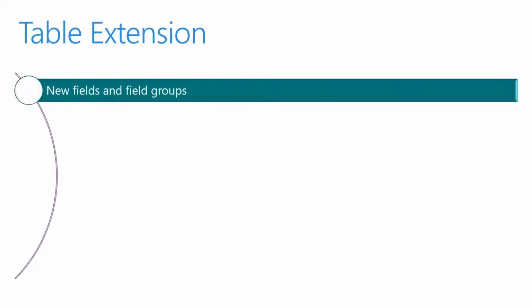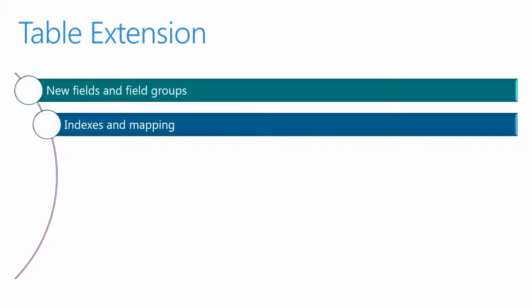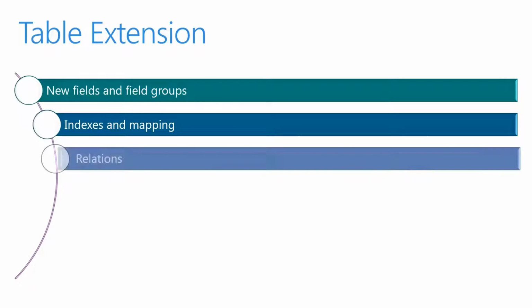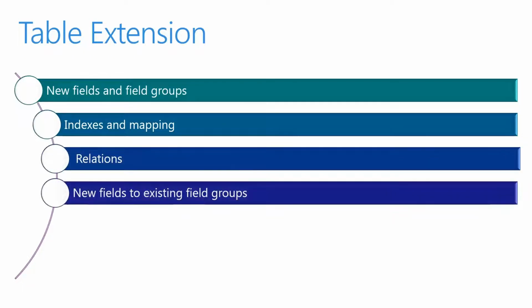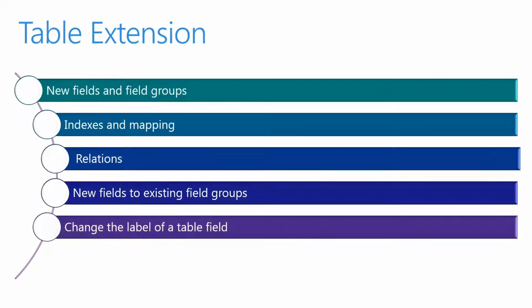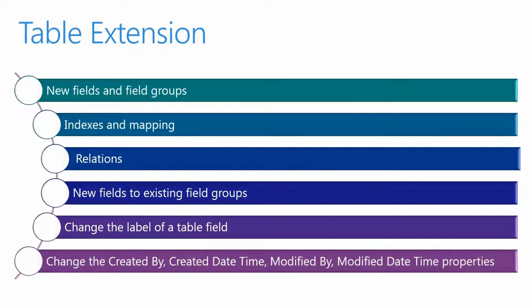Let's take a look at some areas for table extension that are possible in Dynamics 365 for Finance and Operations development. You can add new fields and field groups. You can also add indexes and mapping, table relations, new fields to existing field groups. You can also change the label of a table field. And lastly, you can change the created by, date, time, modified by date, time properties.